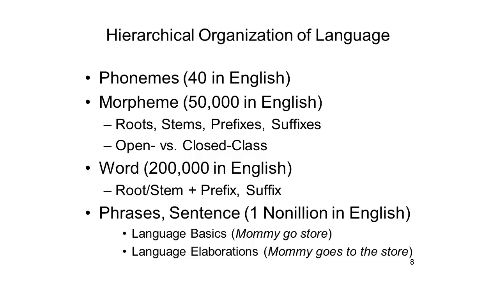Then again, there are two classes of sentences. Language basics are simple sentences that consist only of open class morphemes, such as "Mommy go store," the kind of utterance you'd hear from a very young child. Language elaborations are complex sentences that include closed class morphemes, such as "Mommy goes to the store," the kind of sentence that you'd expect to hear from an older child or adult.